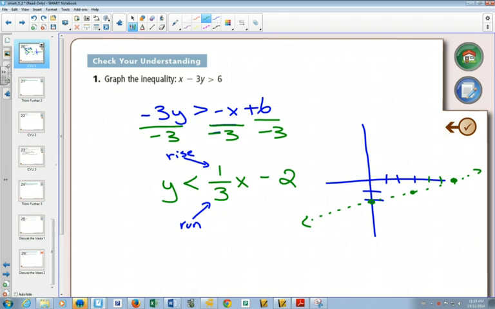So it's a dotted line. In the end, when we changed it to y, we have less than, so our shading is going to be below.